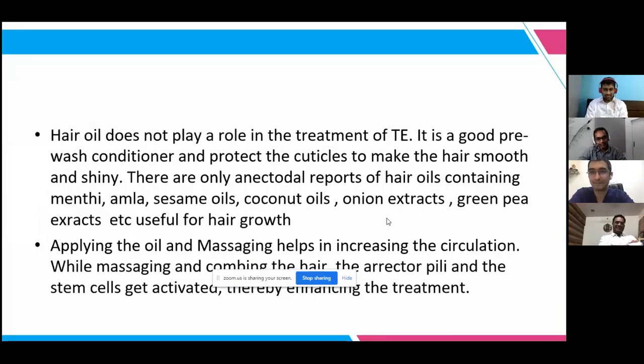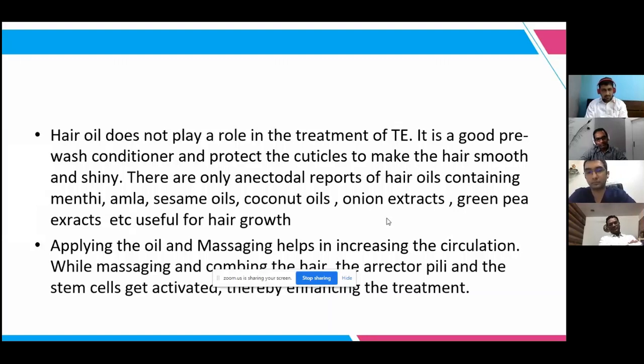Hair oil does not play a role in the treatment, but there are anecdotal reports saying that methi, amla, sesame oil, coconut oil, onion extract, green pea extract, all these things are useful. I don't know. This is the major problem we are facing when answering questions from patients. But they have seen that massaging, application of oil and massage helps. There is an article actually. I read that article. I should have quoted that article, but I didn't.